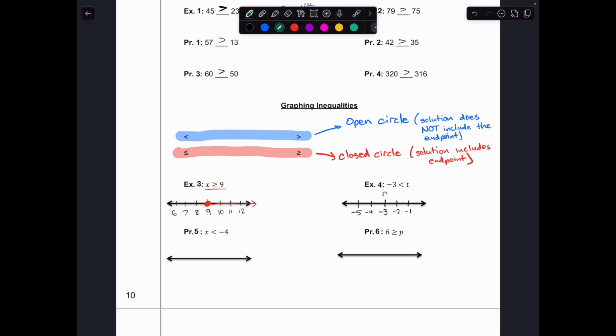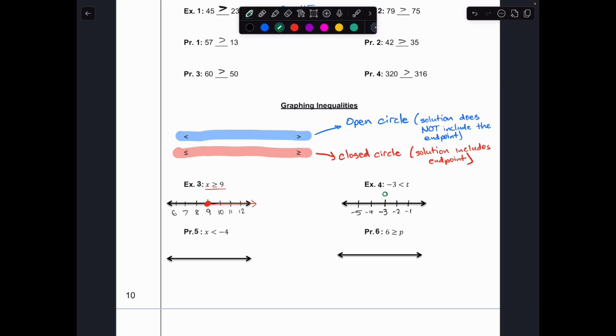So our endpoint is -3. Notice that the inequality is just strictly less than. It does not have the line underneath it, so it's not or equal to, it's just strictly less than. So we're going to leave an open circle instead of filling in that green circle there.